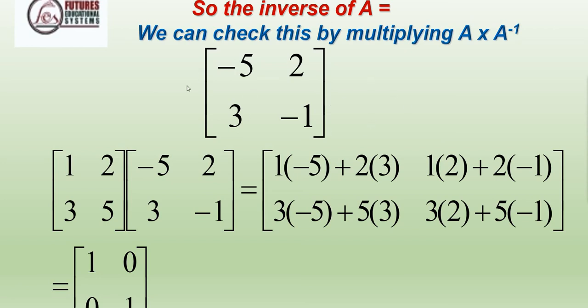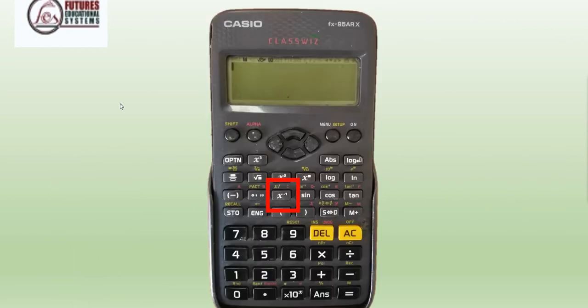In this example, if you multiply this 2 by 2 matrix, with the elements negative 5, 2, 3, negative 1, by its inverse, the result equals the identity matrix. We can use the calculator, the easy way to find the inverse of a matrix. When we press the button on the calculator, x power negative 1, we get the inverse the easy way.